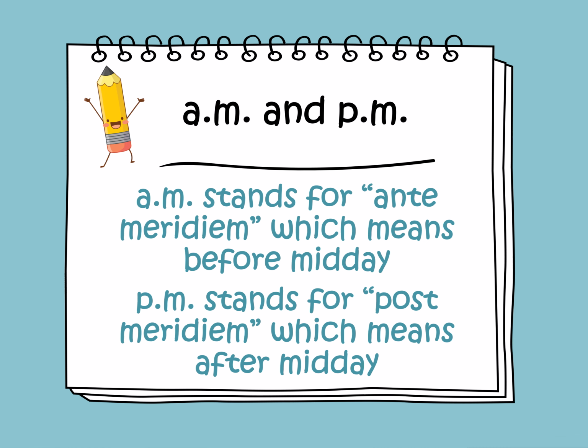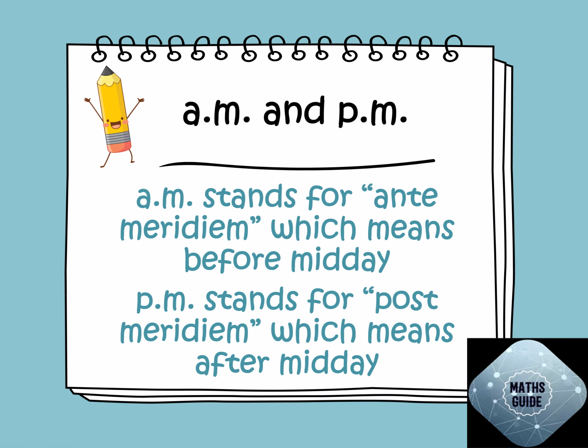As I told you, for the time between 12 midnight and 12 noon we use AM. AM stands for ante meridiem, which means before midday. Midday means 12 noon. And PM stands for post meridiem, which means after midday. So for the time between 12 noon and 12 midnight we use PM.